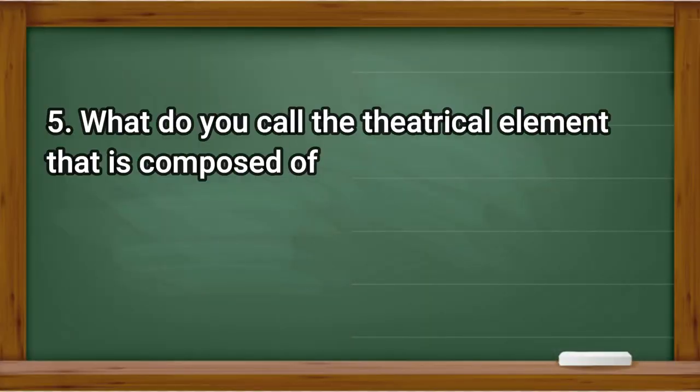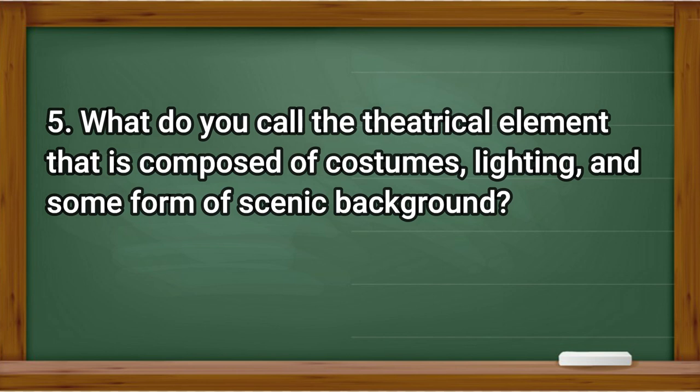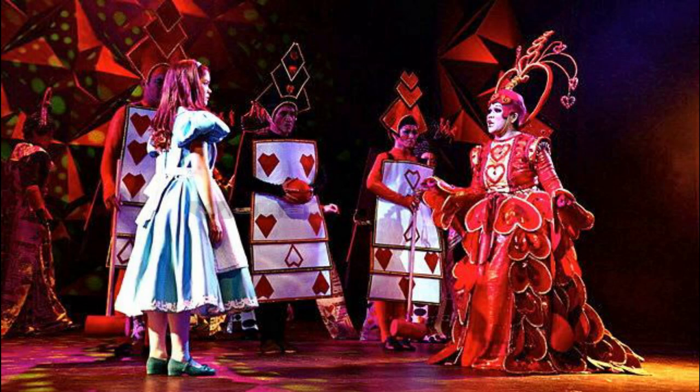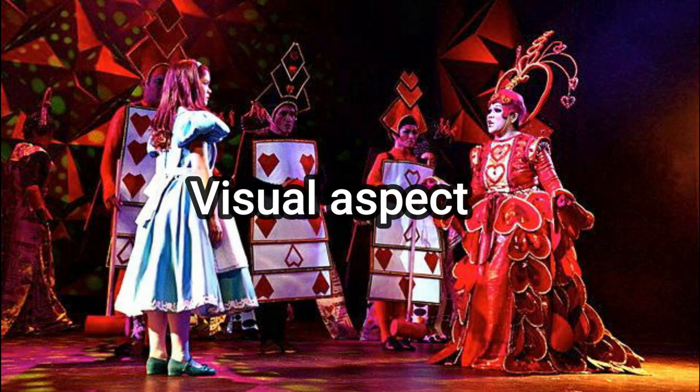Last number, number 5. What do you call the theatrical element that is composed of costumes, lighting, and some form of scenic background? Awesome! Visual aspect is the correct answer.